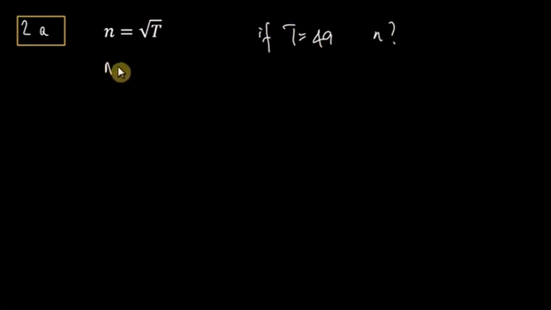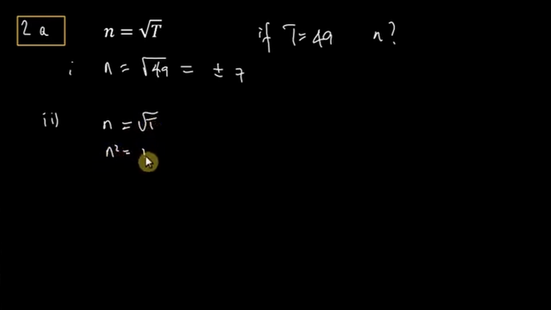Well, clearly n would be equal to the square root of 49. That is equal to plus or minus 7. That's the first part of the question. The second part of the question is asking us to transpose for t. So if n is equal to square root of t, then n squared is equal to t. So let's move on to 2b.